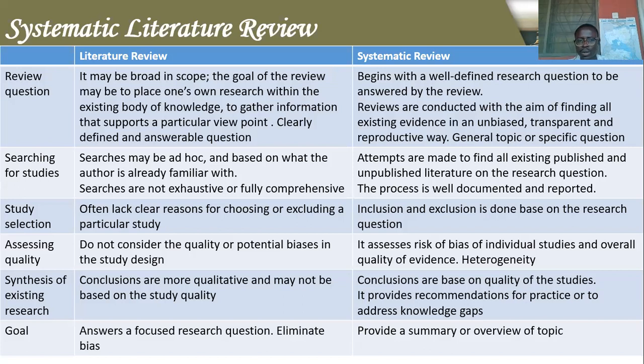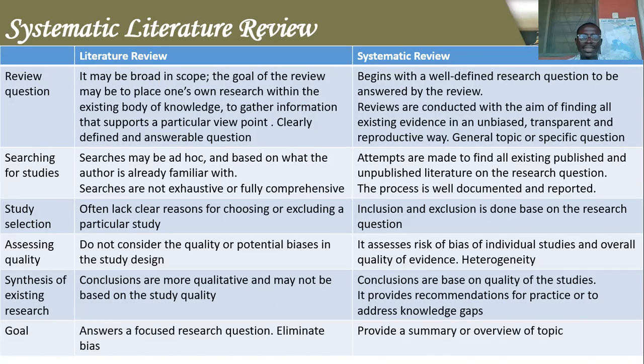Then searching for studies. With the traditional one, you just search on Google Scholar, just search on anything concerning the theme that you are looking for. So you don't assess the quality and other things. But with a systematic review, attempts are made to find all existing published and unpublished literature on the research question. But with the traditional literature review, you just review any information that you find online. Whether you are exhaustive or not, you just care about the volume of the information or the content. If you feel it's adequate, that's all. But here, you want to review the published and unpublished articles or literature concerning the research question.